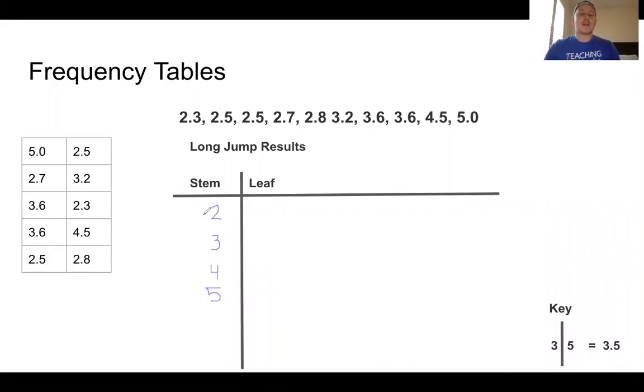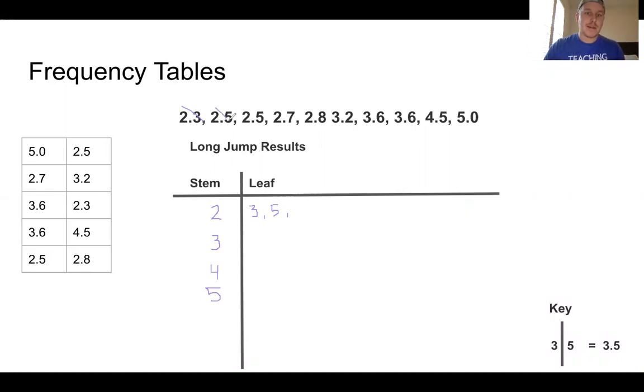So what I like to do is I like to go one number at a time and I cross it out, okay? So we've got 2 and 3/10. So I'm gonna put a 3 over here. So now I have represented that one long jump of 2 and 3/10. Then I put the 5. Notice that I'm putting a comma to kind of separate them. You don't have to do that, but it does help to see the differences between the numbers and they don't all jumble together, okay?